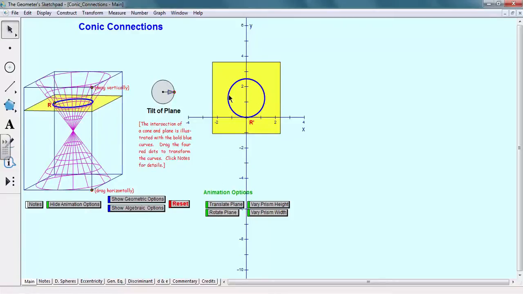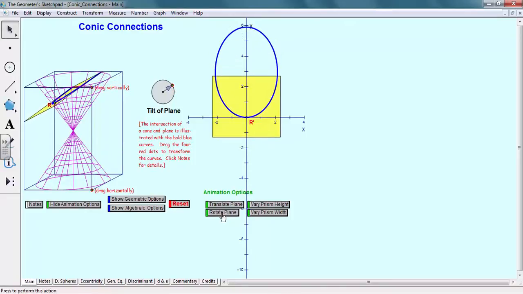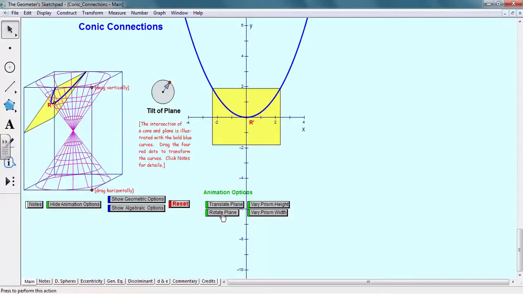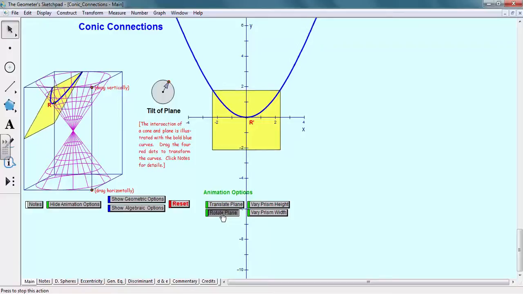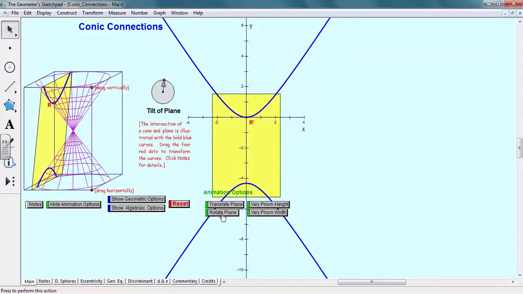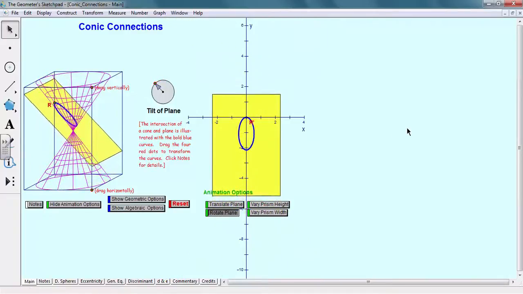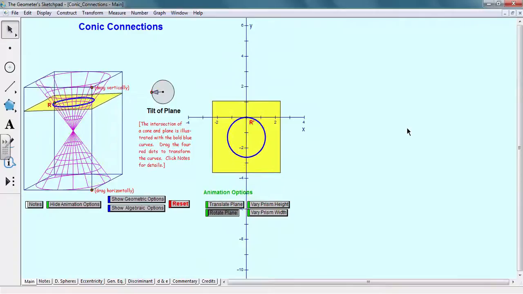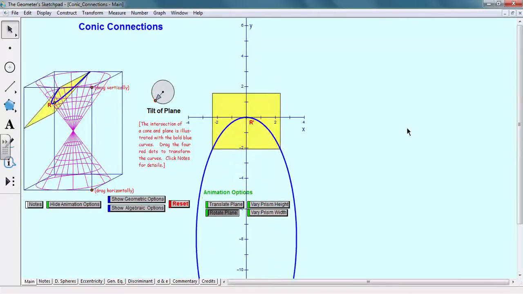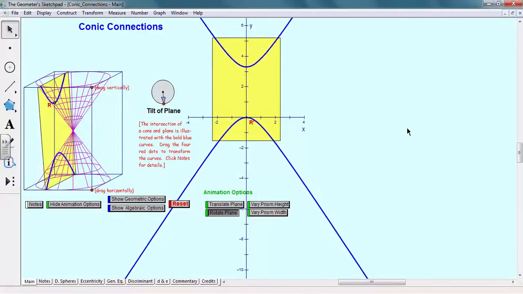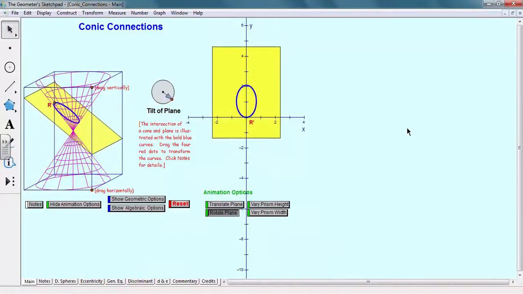So looking at my picture right now, I have a circle, and if I start rotating this plane, you can see how it transforms into what's called an ellipse. And if I keep rotating that plane, it turns into a parabola. And if I keep going, it forms a hyperbola. So as I let this play, you can see how all 4 of the conic sections are formed by a plane intersecting this right circular cone with 2 parts.